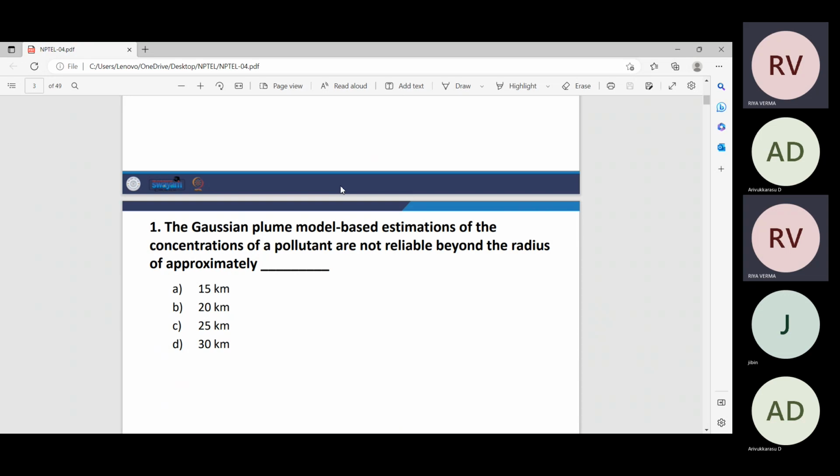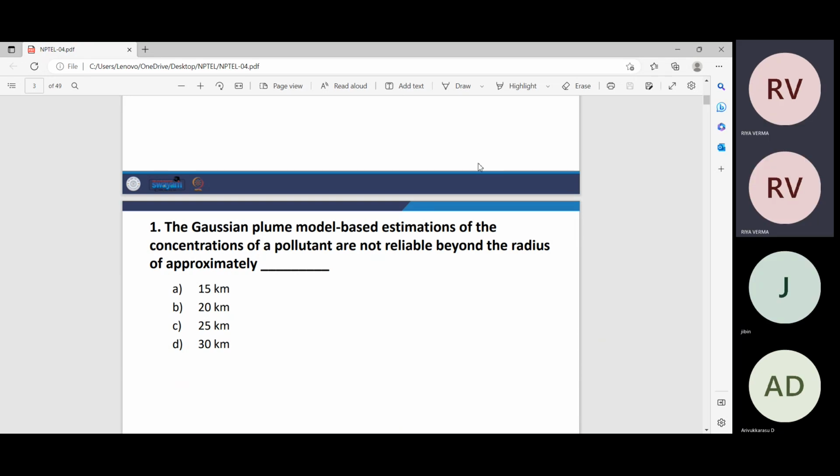The Gaussian plume model based estimations of the concentration of a pollutant are not reliable beyond the radius of approximately dash. Okay, so in your class notes, all of you must have gone through this Gaussian plume model. Basically, it is used to estimate the concentrations of the pollutants and the dispersion.